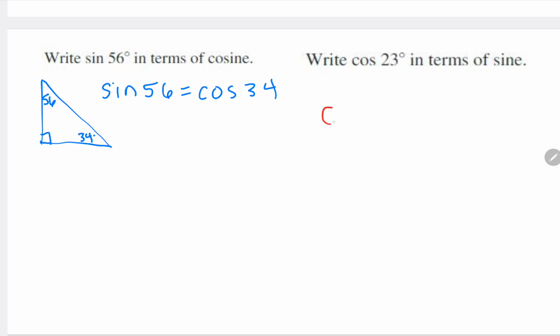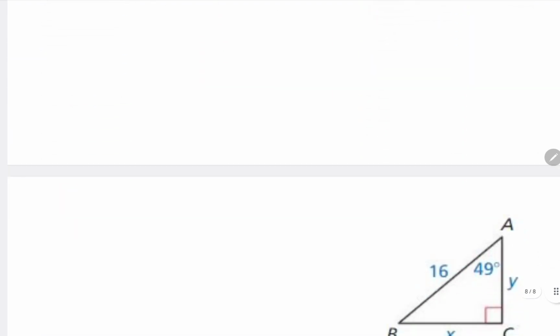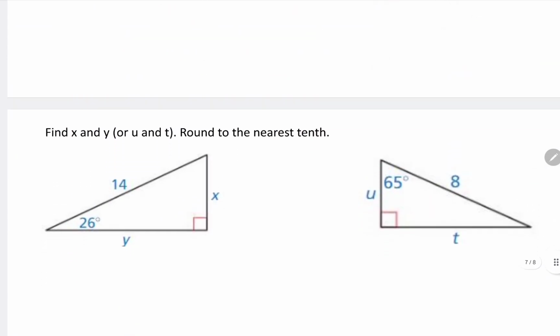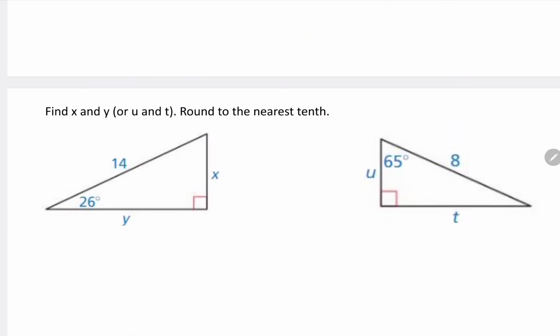Same thing over here. The cosine of 23 degrees would be the same thing as the sine of, what's 90 minus 23? 67 degrees. And again, you can check that on your calculator. Okay, a few more examples. So let's put it all together now.